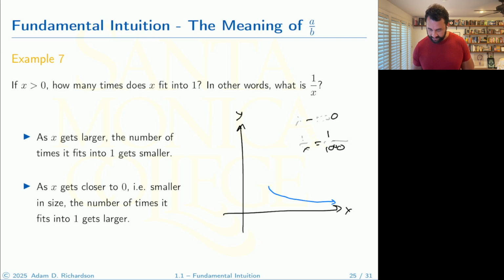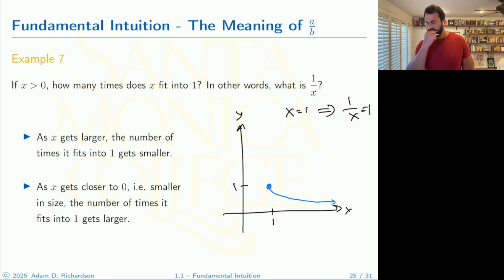What about if x is equal to 1? Think about that. What if x is equal to 1? Then what's 1 over x? If x equals 1, then 1 over x equals 1 because you can fit 1 into 1 one time. So when x is equal to 1, we'll say that's right here, you can fit it in there one time.